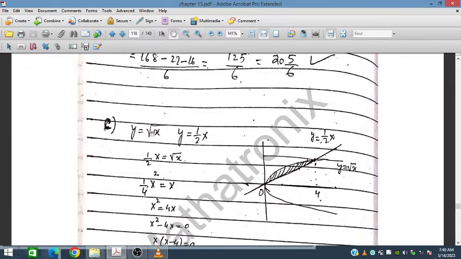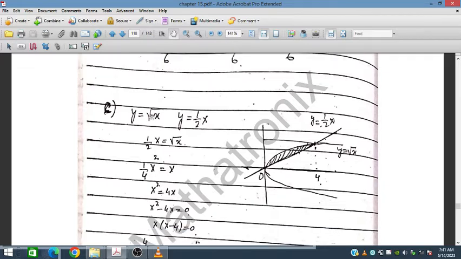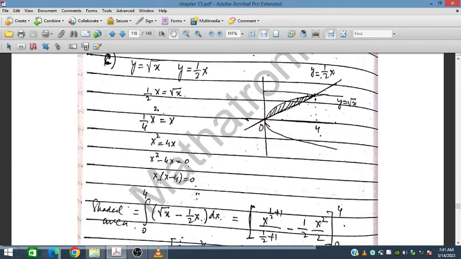Another question is this: y is equal to root x and y is equal to 1 over 2x. So this is the line equation and this is the curve. So we have to find the shaded region by this curve and line. So first solve this, equating each other, and we have these two values, x is equal to 0 and 4. So x is equal to 0 to 4.